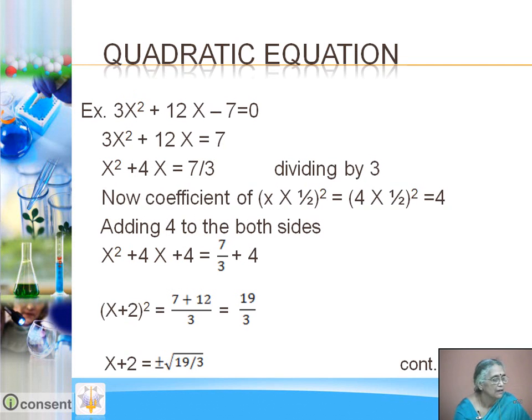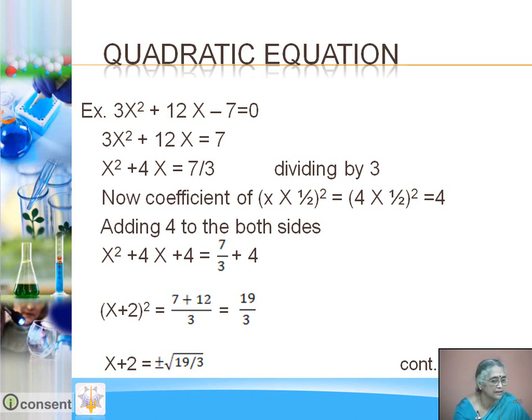One more equation. 3x² + 12x - 7 = 0. Now first we will transfer the constant term. So we get 3x² + 12x = 7. Now divide the equation by the coefficient of x². So we divide the equation by 3. Therefore x² + 4x = 7/3.